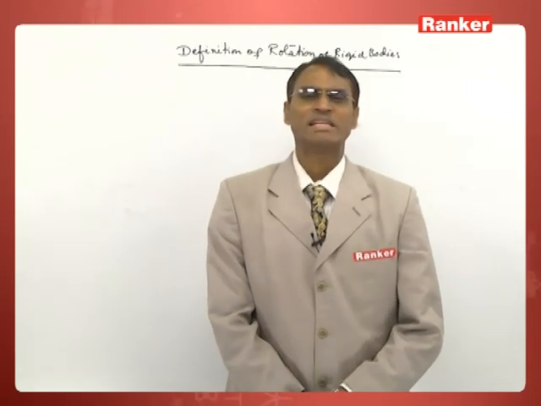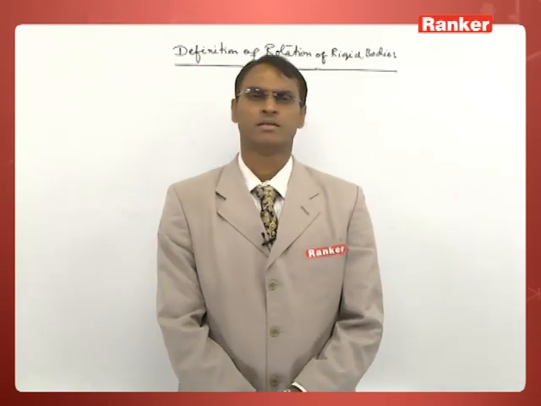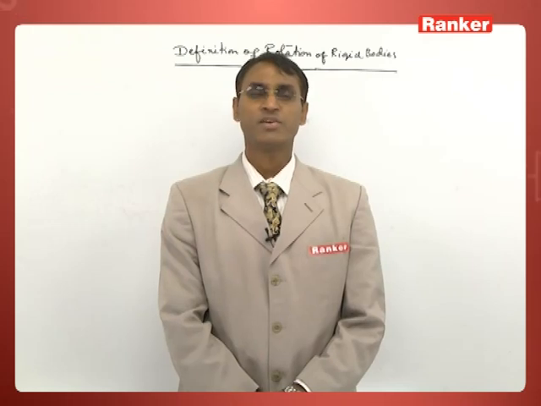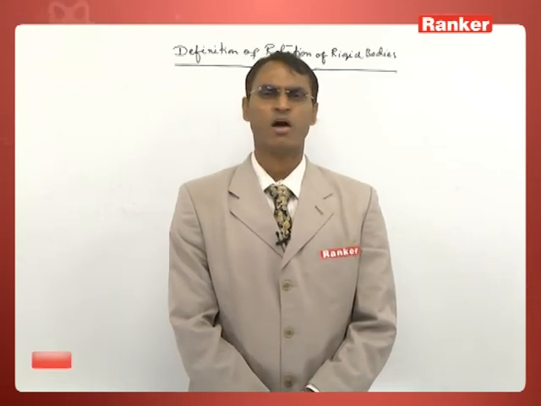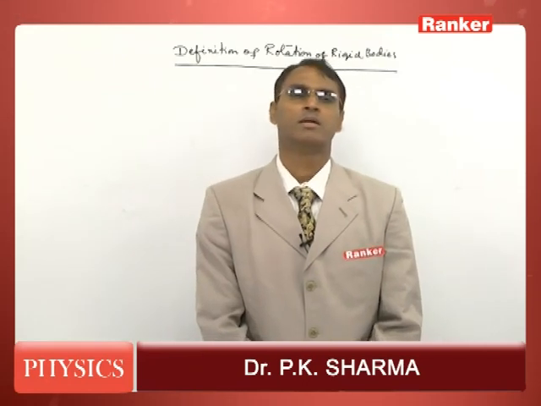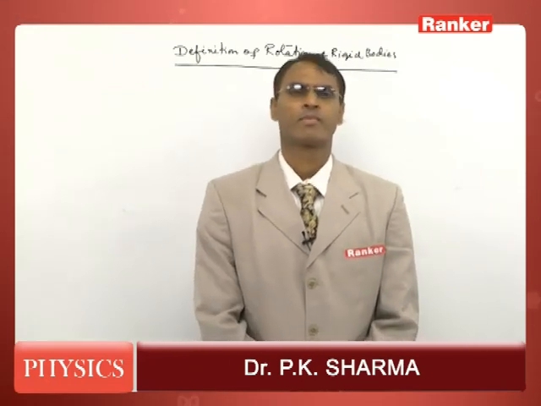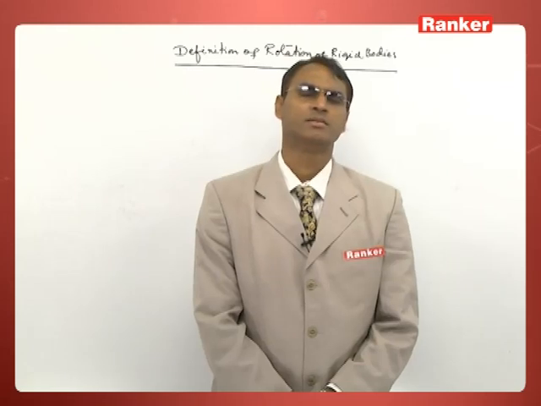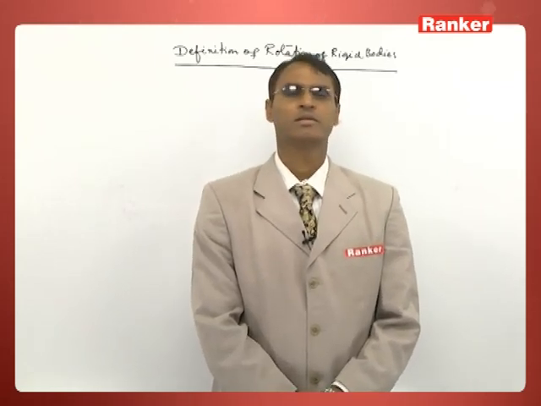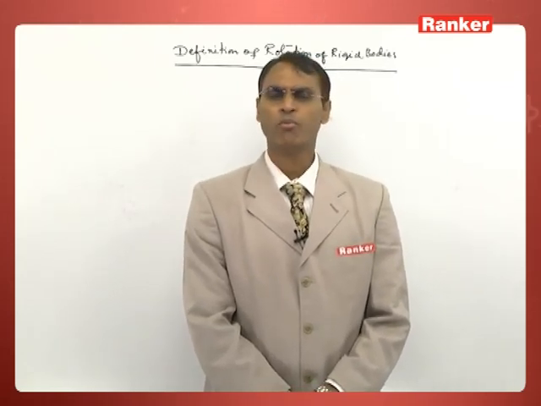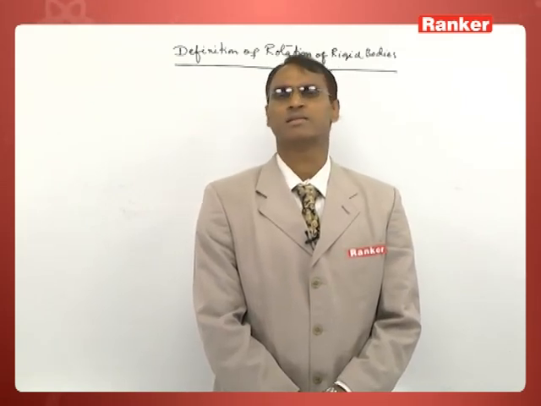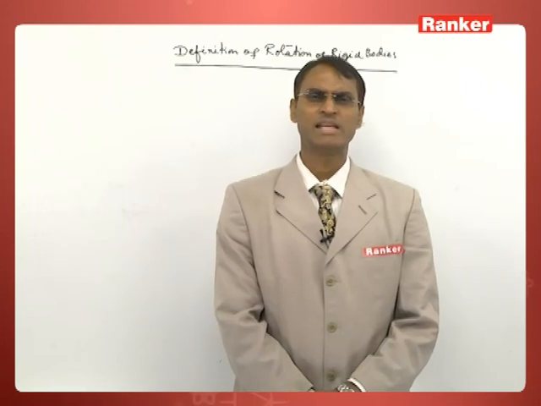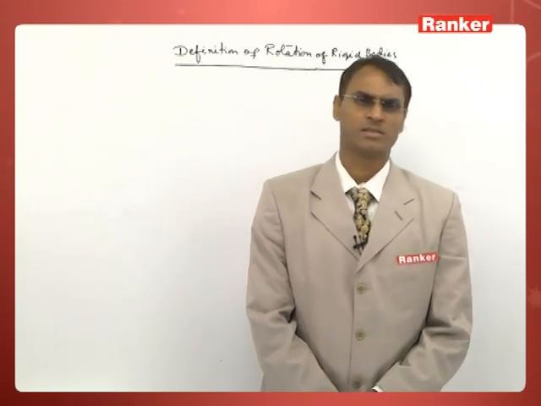After we define what a rigid body is, let us define the rotational motion of a rigid body. The rigid body is one in which the distance of separation between any two points remains unchanged under all conditions.